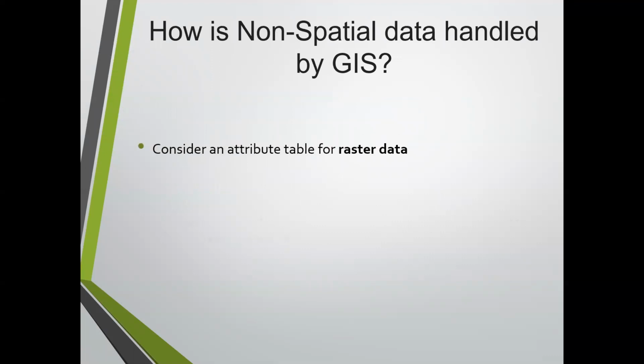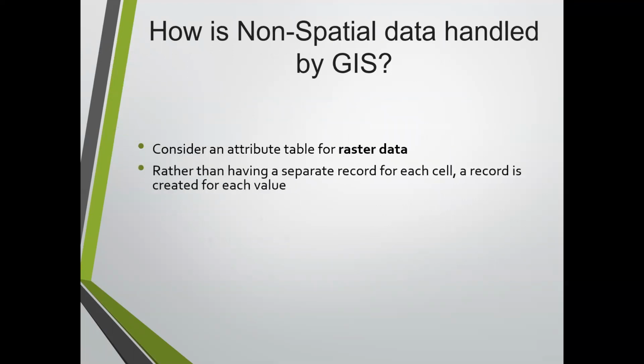So if you have raster data, usually they don't have attribute tables. Typically, just the data itself is handled within the raster. Rather than having a separate record for each cell, the record is the created value of the cell, essentially.